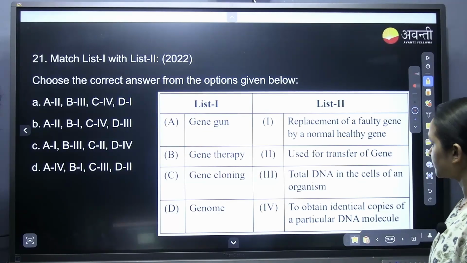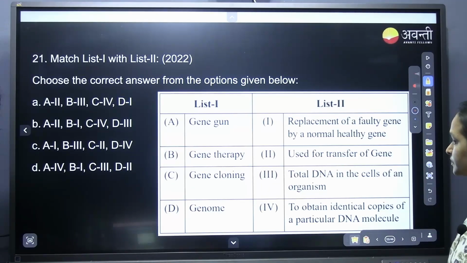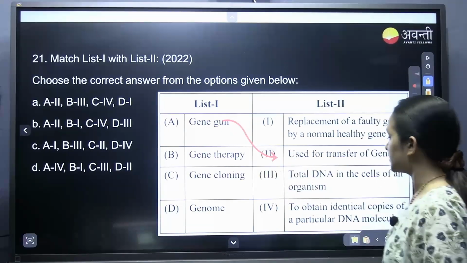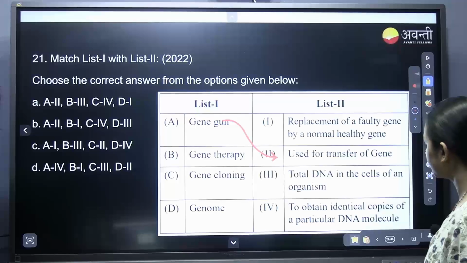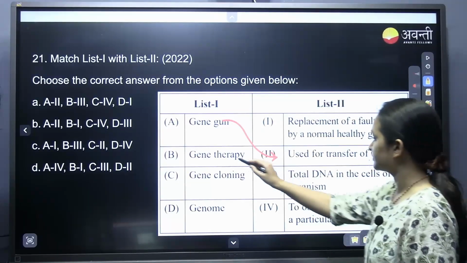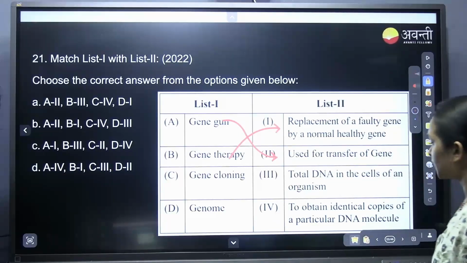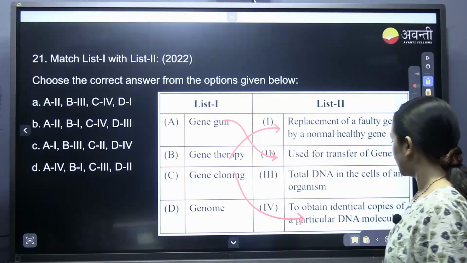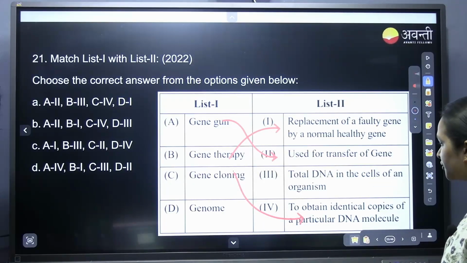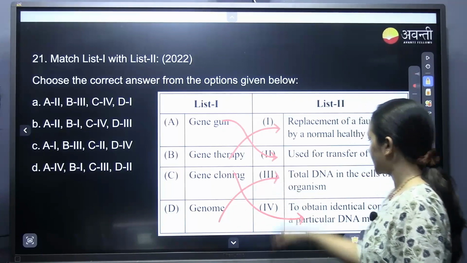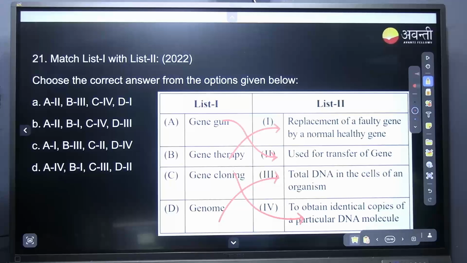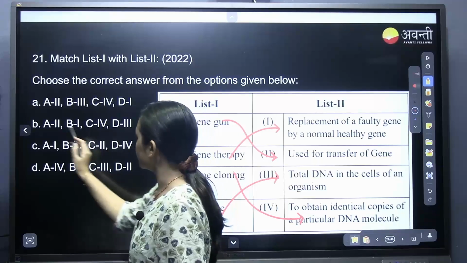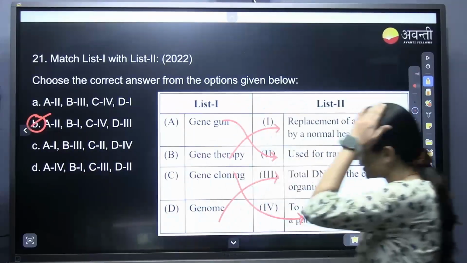Again, gene gun. Match 1 and 2. Used for transfer of gene. Gene therapy, replacement of faulty gene. And gene cloning, to obtain identical copies of a particular DNA molecule. Genome, total DNA in a cell of an organism. A2, B1, C4, D3. B4, Bombay, is the correct answer.